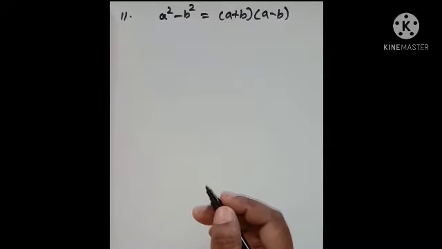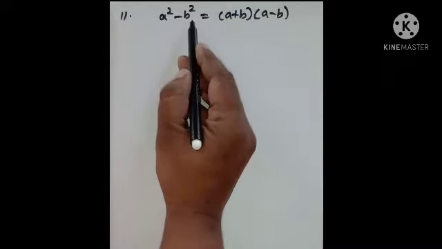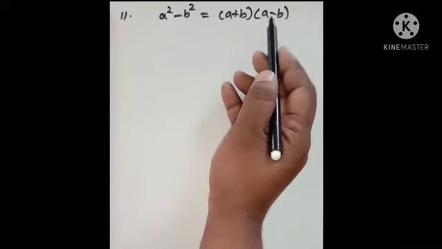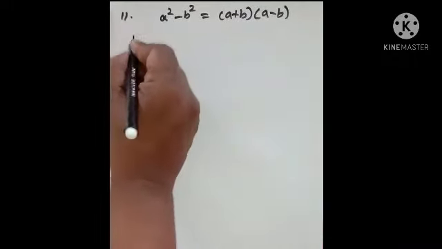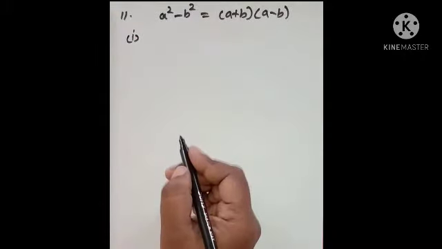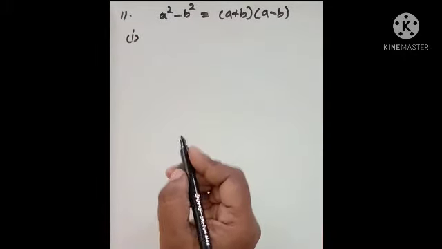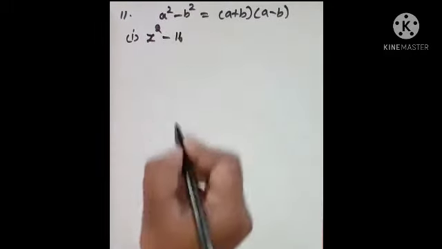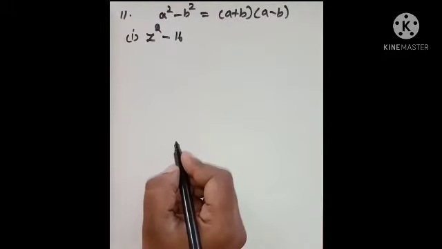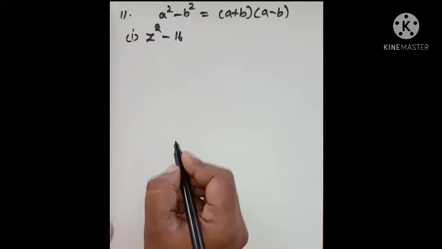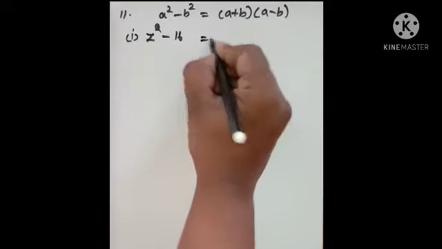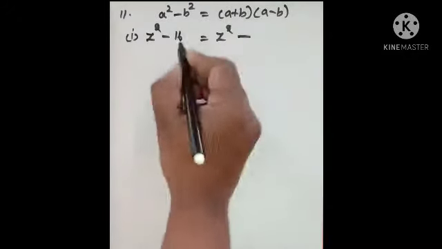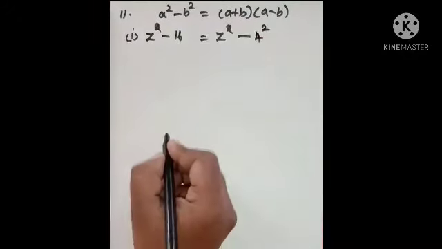Factorize the following algebraic expressions by using the identity a square minus b square is equal to (a plus b) into (a minus b). So children, listen carefully. Here we are going to factorize by using the identity. So z square minus 16 is given. Here we are going to factorize the given expression z square minus 16. So we can write z square minus 16 as z square minus 4 square.